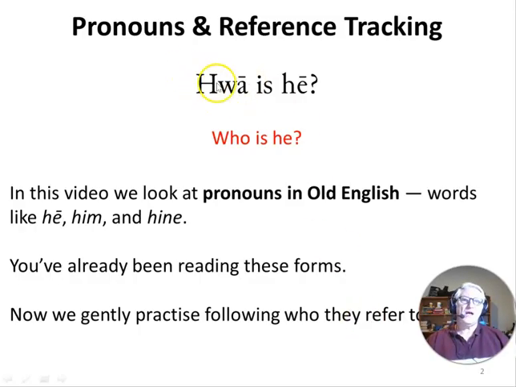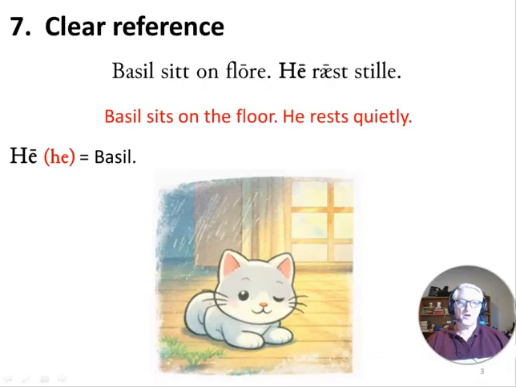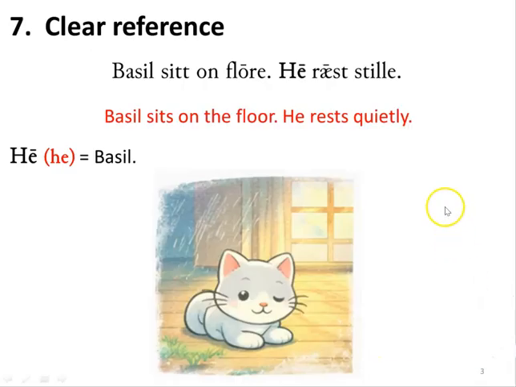So, hwā is who. Who is he? Okay, in this video, we look at pronouns in Old English, words like he, him, which is him the singular, or them plural, and hine, another way of he, him. You've already been reading these forms. Now we gently practice who they refer to.